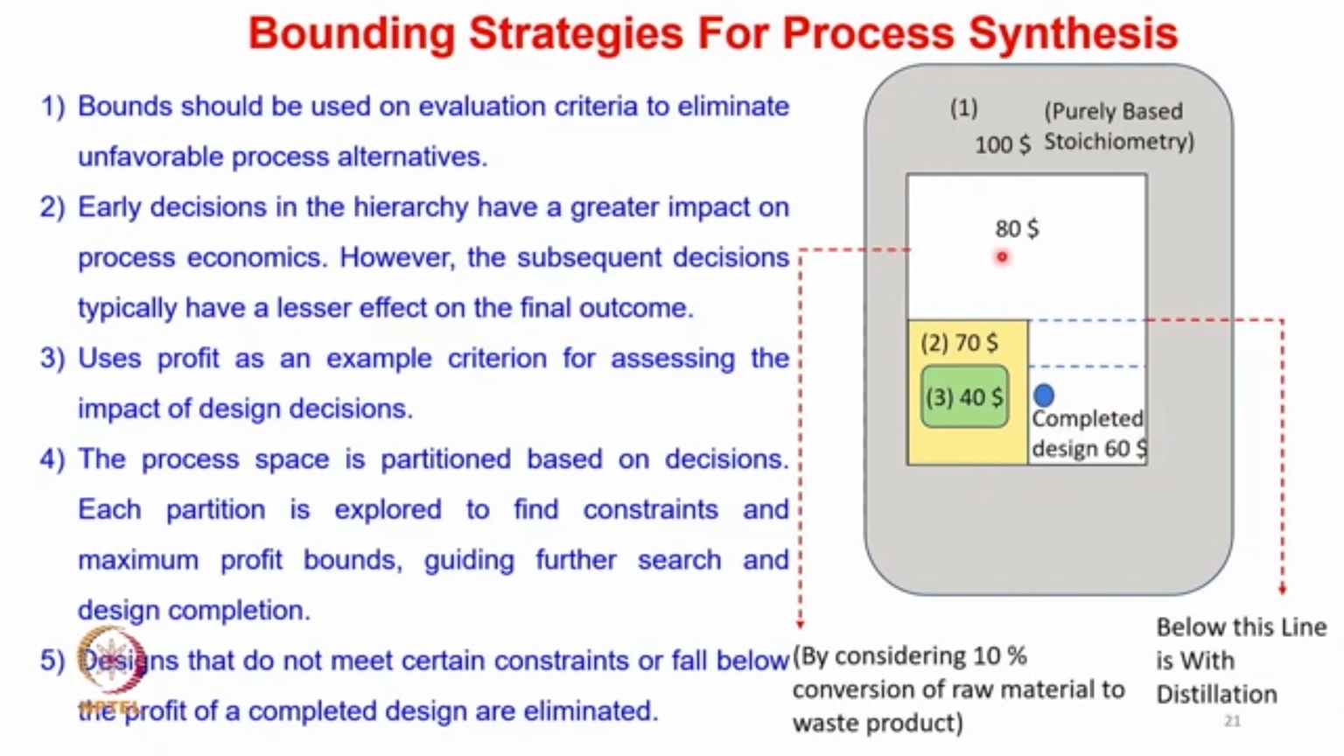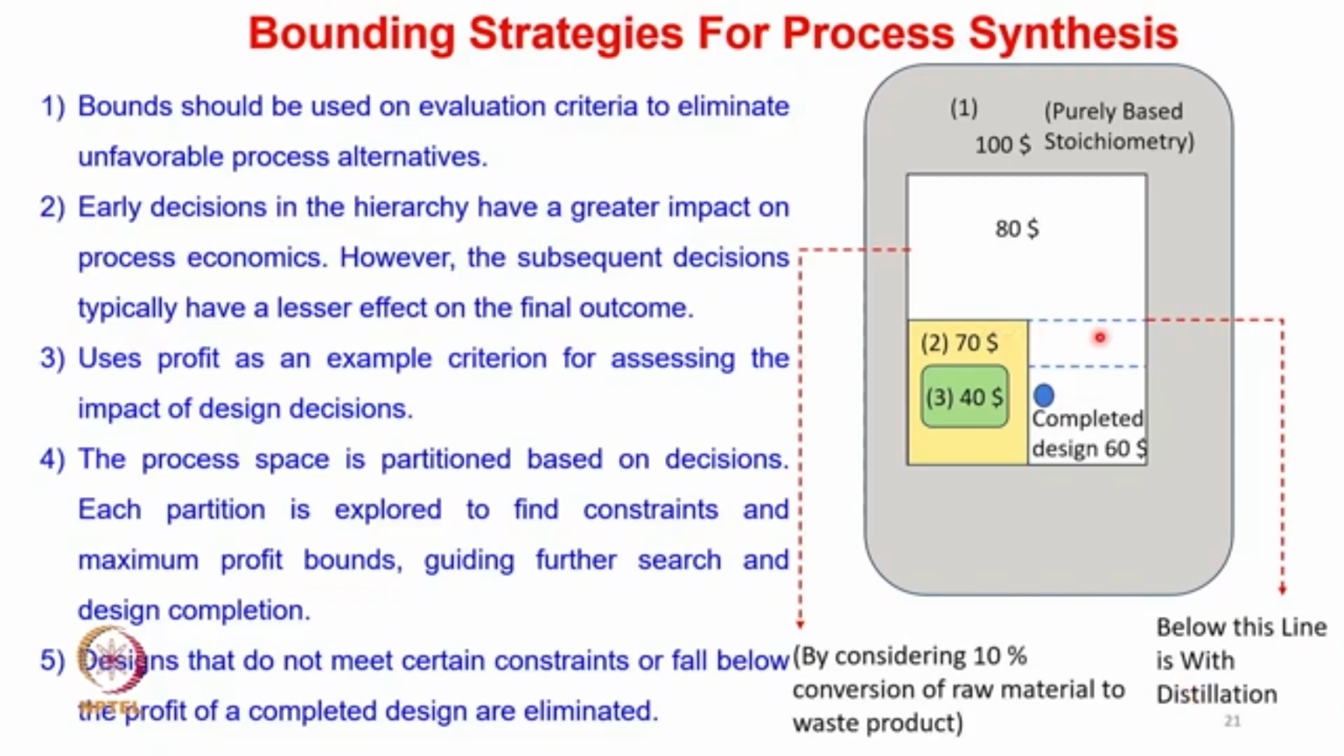Clearly, in this particular block, none of the flowsheet designs can have a higher value than $80. Within this design space, further constraints are added. For instance, for the given process, let's say the products are separated by using distillation. That search space is represented by this dotted line. Anything below this dotted line represents separation by distillation.